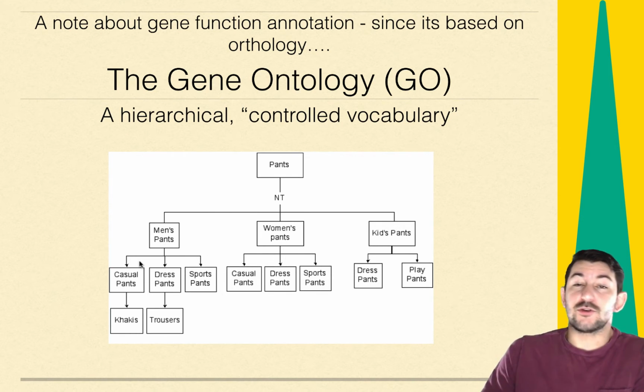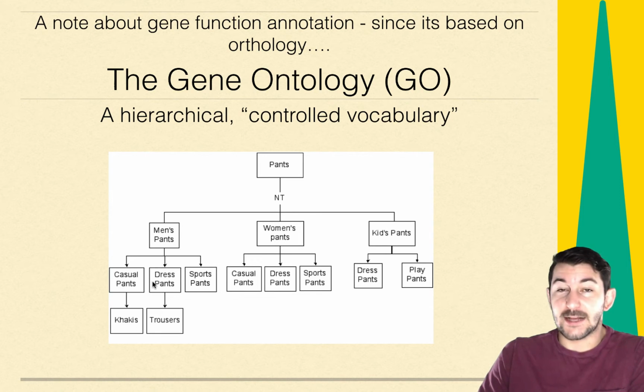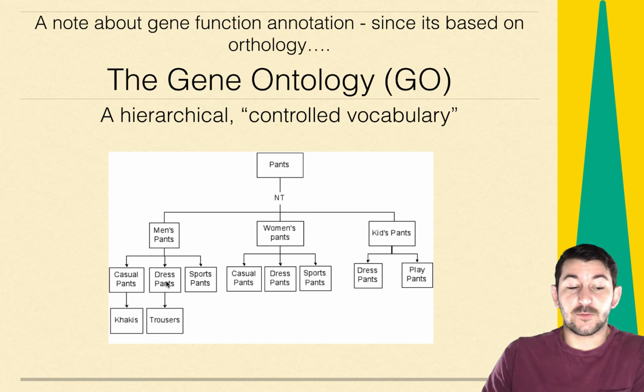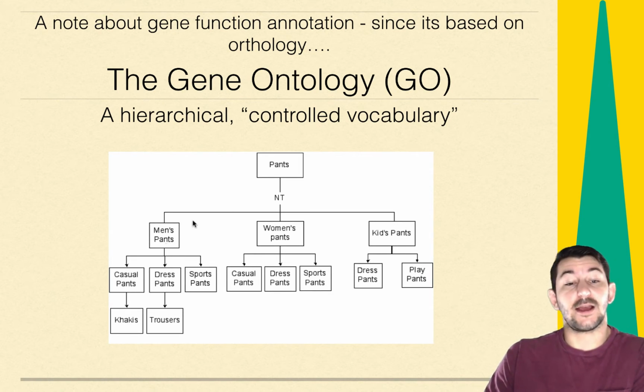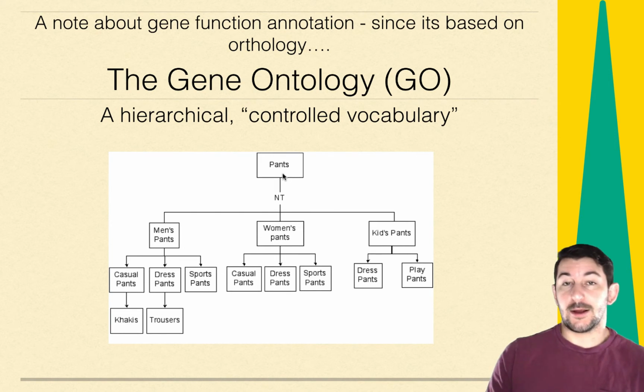Looking at men's pants, you could have casual pants. A subtype of casual pants could be khakis. Those aren't casual for me, but that seems very dressy. But other people might classify dress pants as including only trousers. You could also have sports pants. Again, I don't know what those are. But you see the point: if we were to look at a pair of trousers, they could belong to both the trouser classification, dress pant classification, men's pants, as well as pants. So you can belong to multiple categories within a hierarchy.